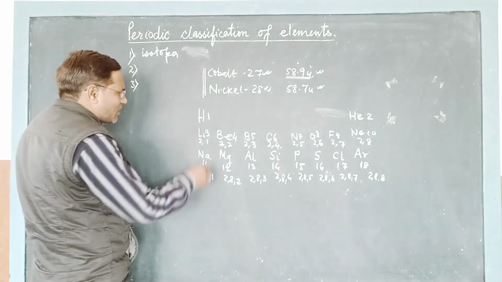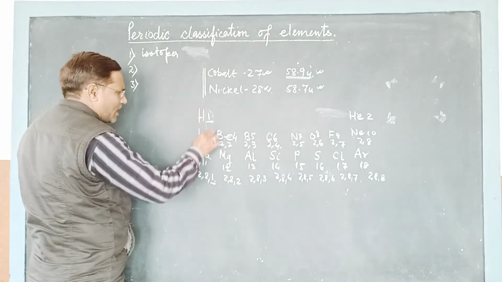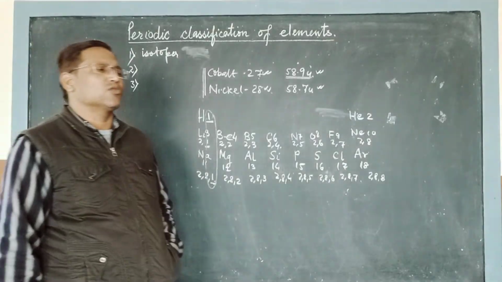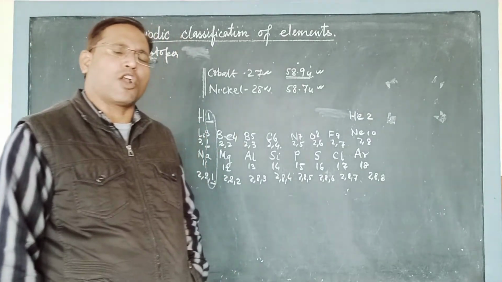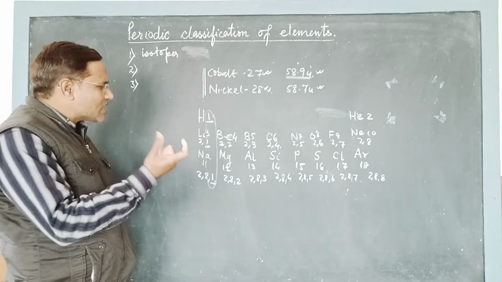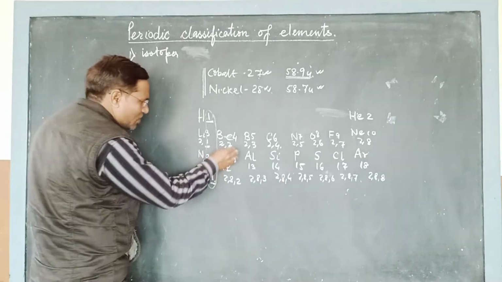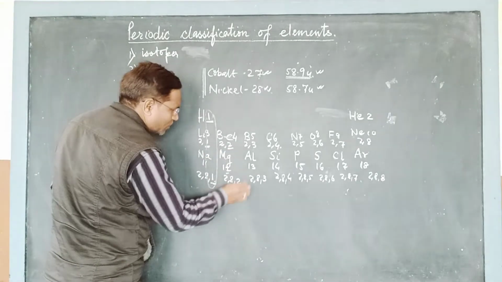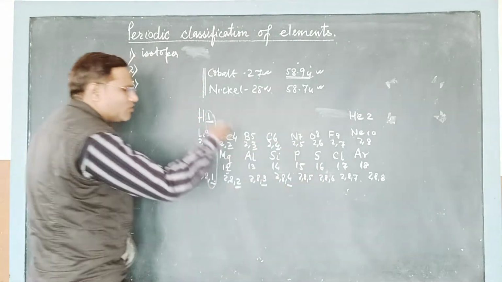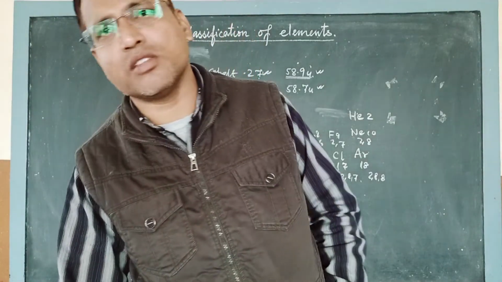So what are we seeing? See the valence electrons: 1, 1, 1. So they are coming here. That is what is told in the modern periodic law, that the properties repeat as per their valence electrons. See here 2, 2, 3, 3, 4, 4. In this way you will see the whole periodic table, and this modern law is followed here.